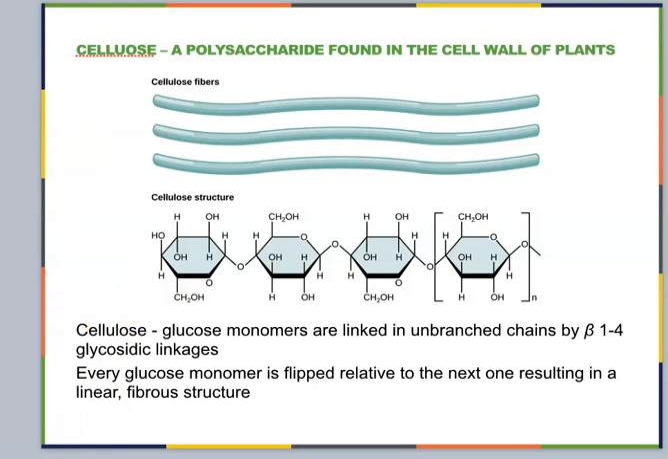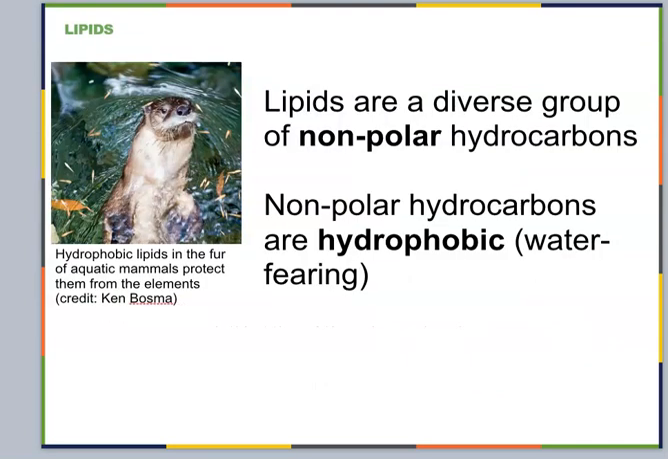Now, when we're thinking about the next type of macromolecule, lipids are those. Lipids are a diverse group of non-polar hydrocarbons, and because of that, they are hydrophobic, which we call water-fearing. They just repel it. They're not afraid of it. You might be afraid of swimming. Non-polar hydrocarbons are not afraid of anything. They just behave a specific way when around water.